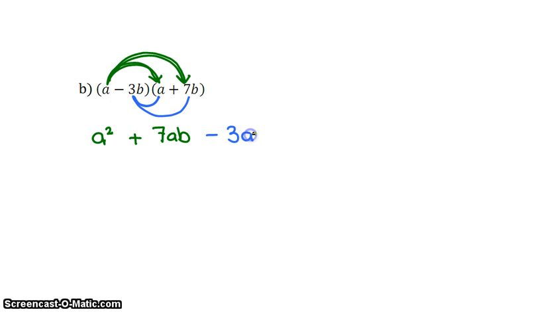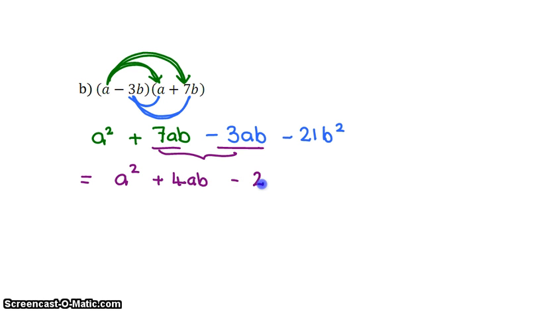Now notice I write this as AB. I always write alphabetically to help me with like terms in the end. Minus 21b squared. Now there are some like terms here. I have 7ab, take away 3ab, which gives me a squared. These two give me 4ab's minus 21b squared. And I'm done.